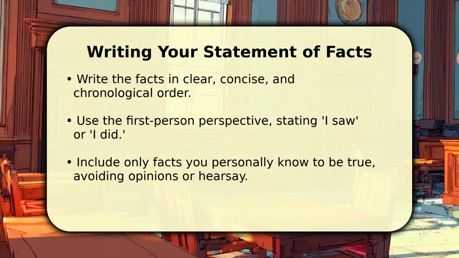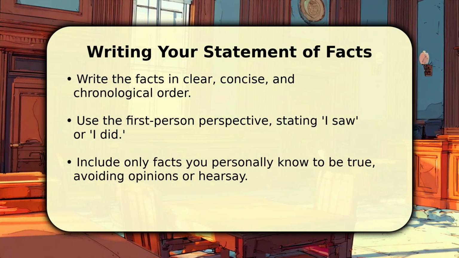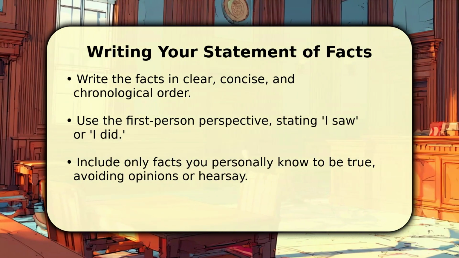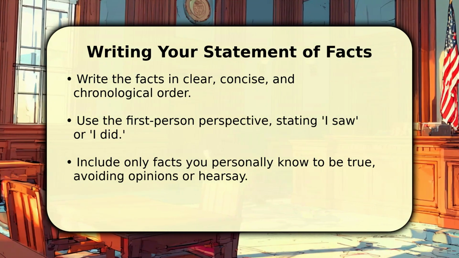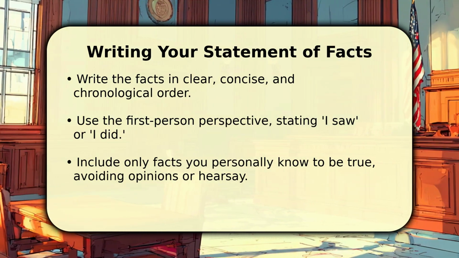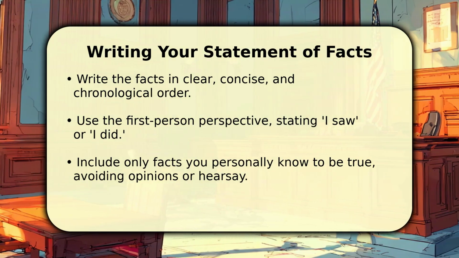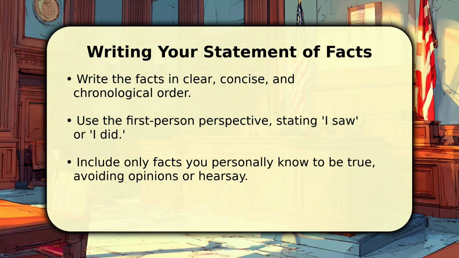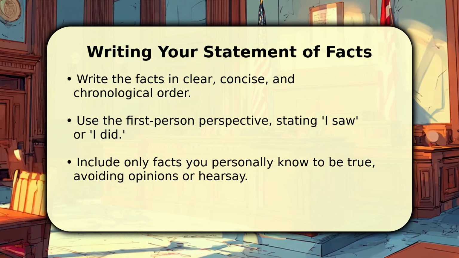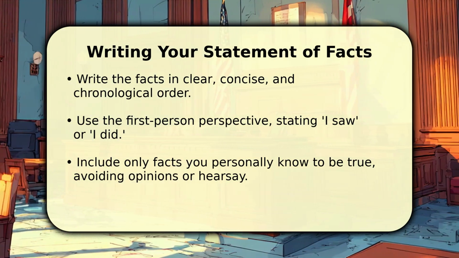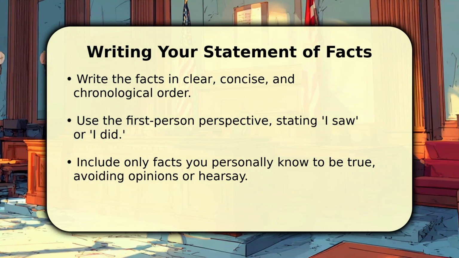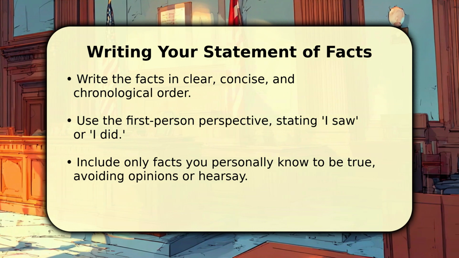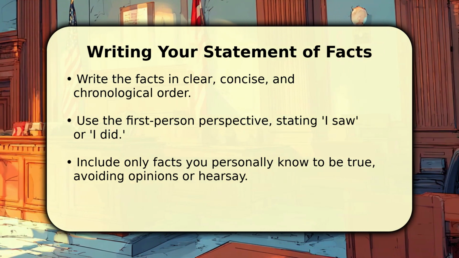When drafting the actual statement of facts, clarity and accuracy are paramount. Write in the first person, describing events as you personally experienced them, such as "I witnessed the incident on Tuesday." Stick strictly to facts you know to be true, avoiding any speculation, opinions, or information you heard from others. Specific details like dates, times, and locations, for instance, at 3 o'clock in the afternoon on Elm Street, add significant weight and credibility to your declaration, making it robust and convincing.